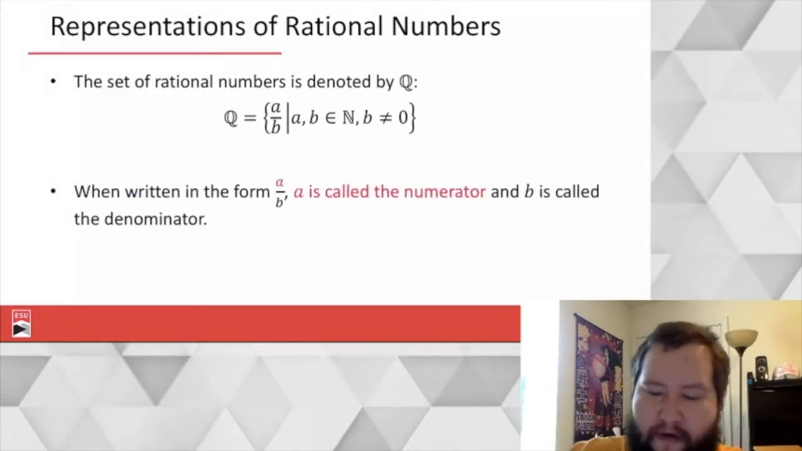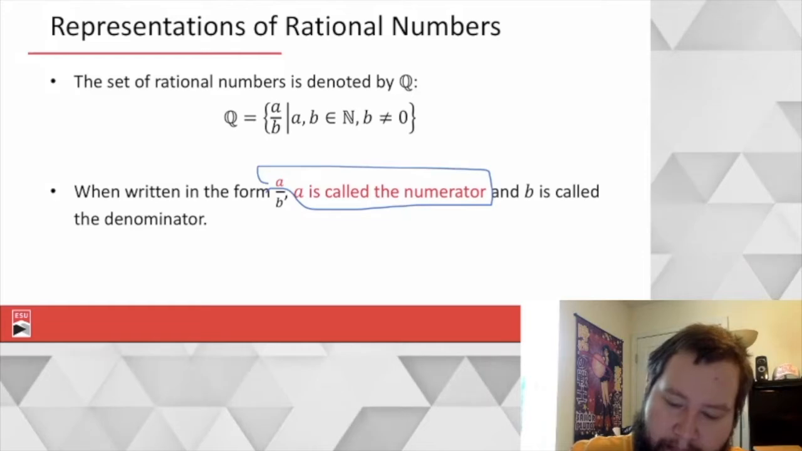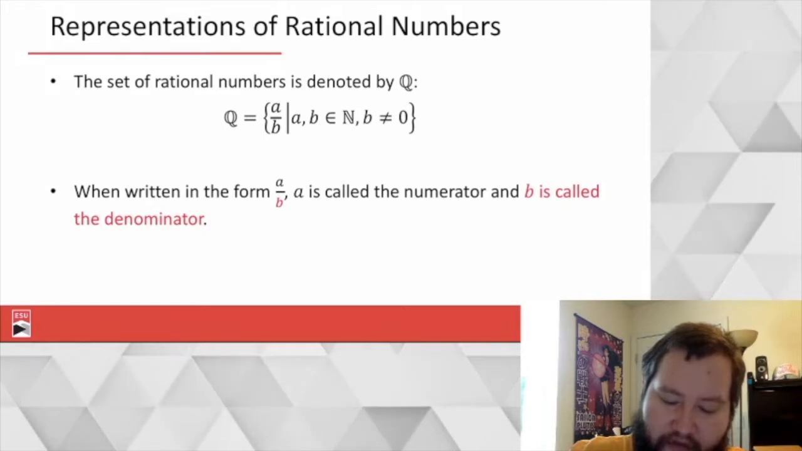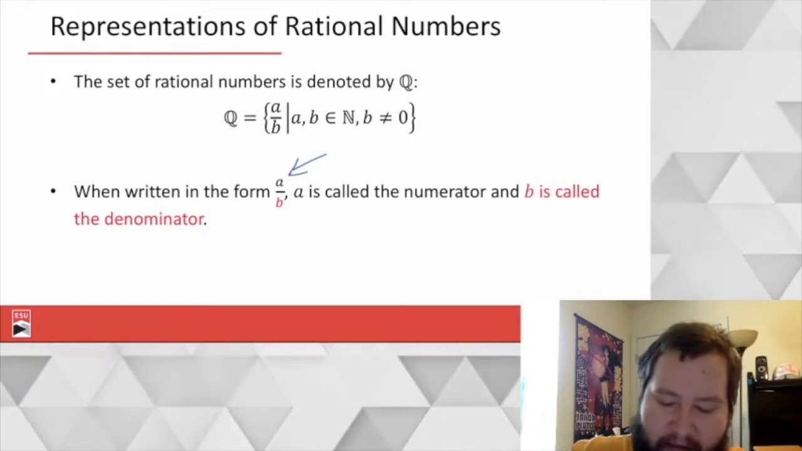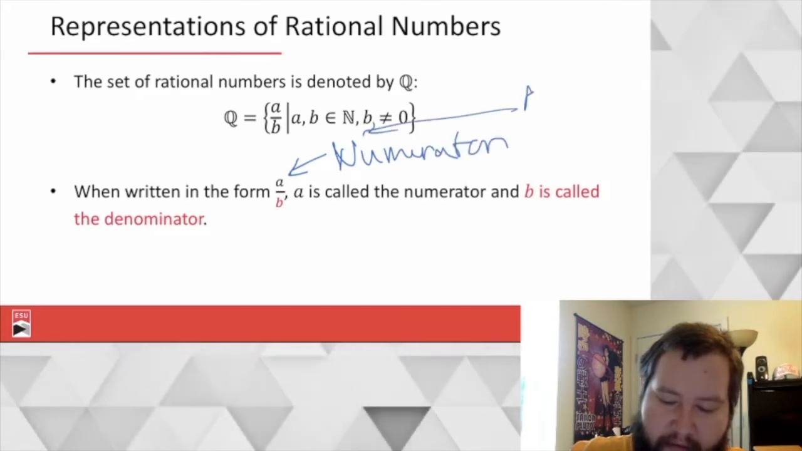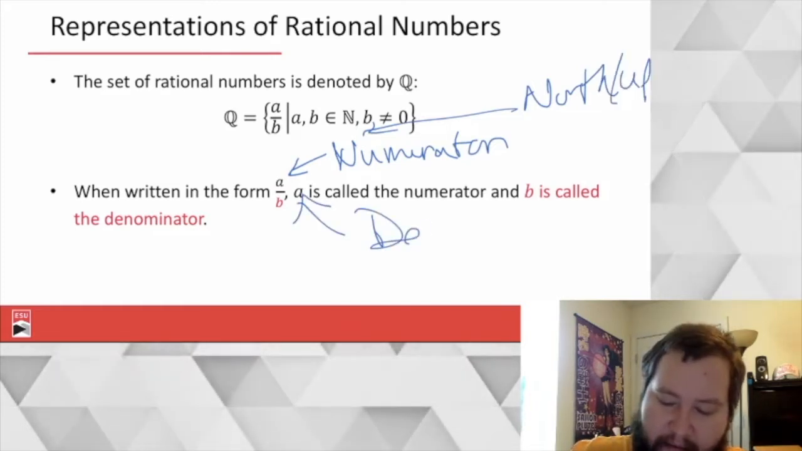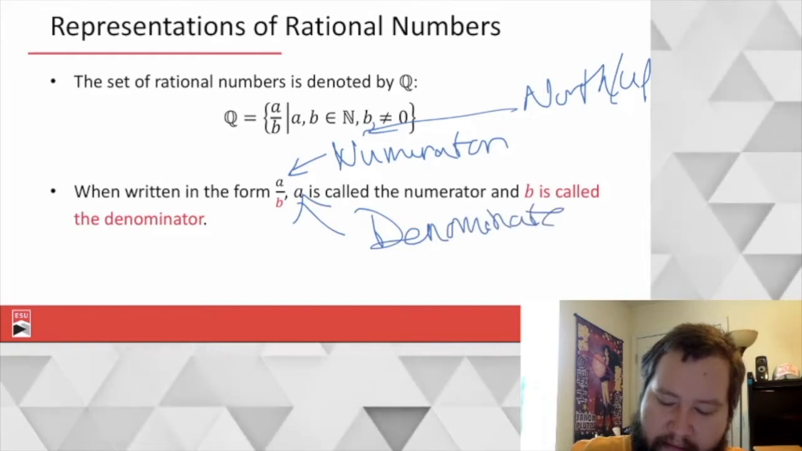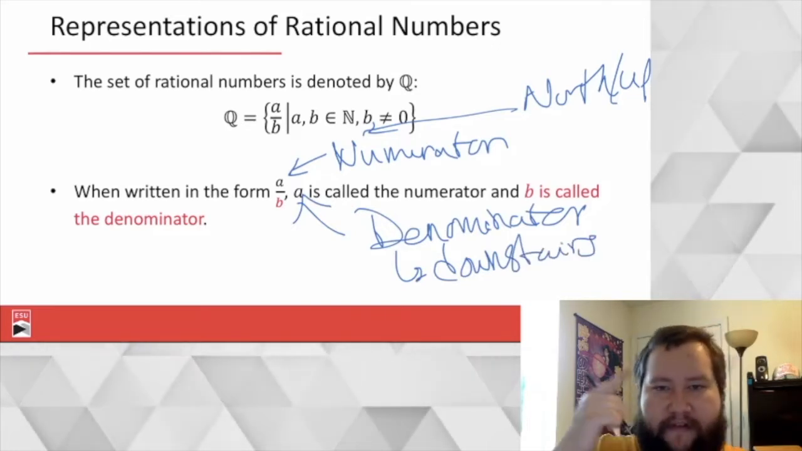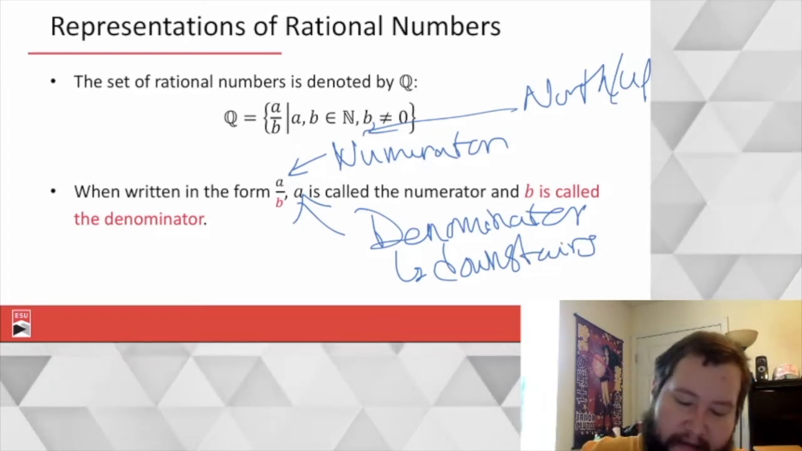Whenever we write it in the form of whole number by whole number, A is that numerator, and B is that denominator. A little trick they teach kids when they're first learning this is the numerator starts with N for north, so like up, and B, the denominator, is downstairs. That's at first memorizing what those terms are, but really thinking about what they mean. And that's what we're going to look at next.